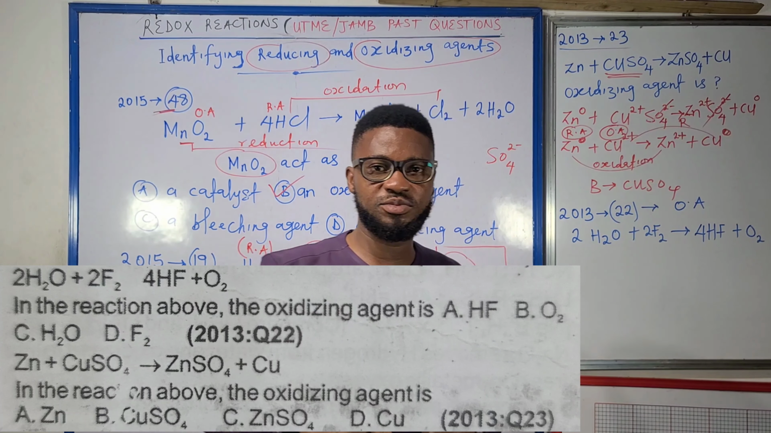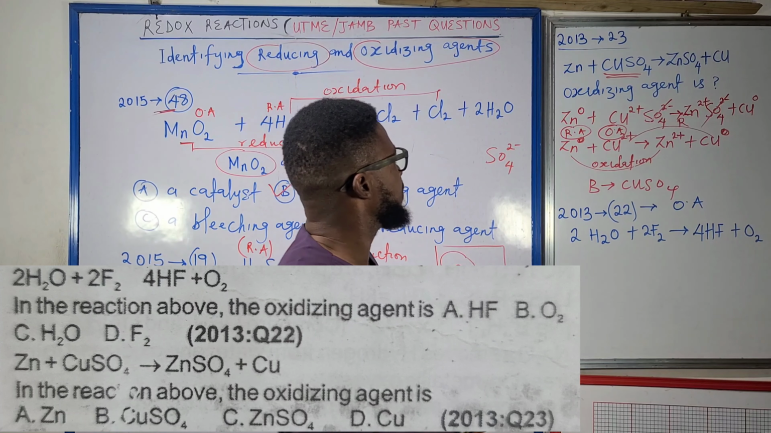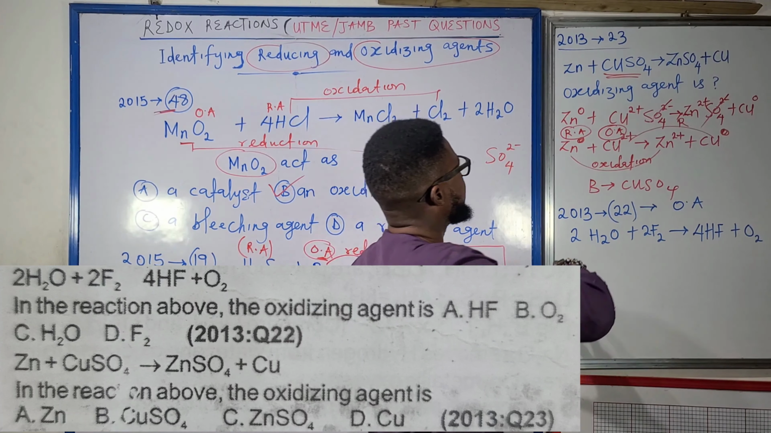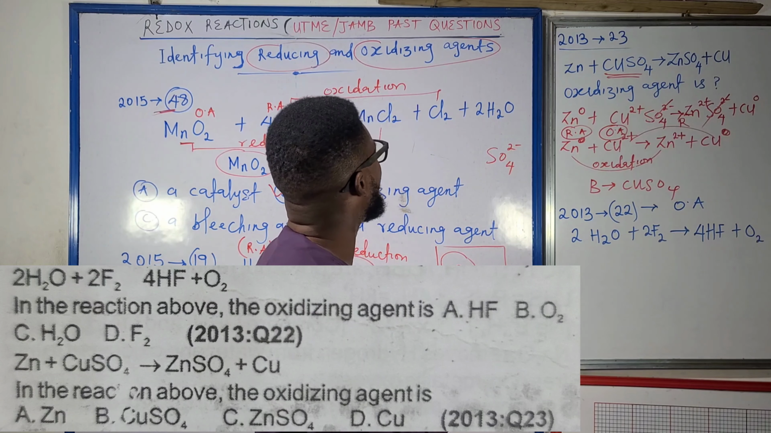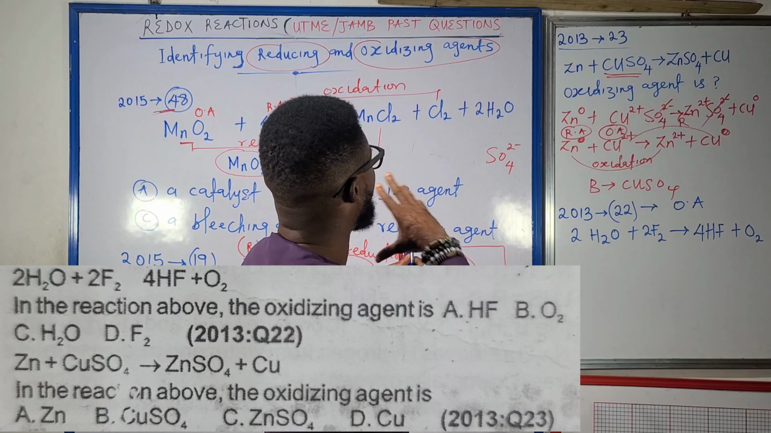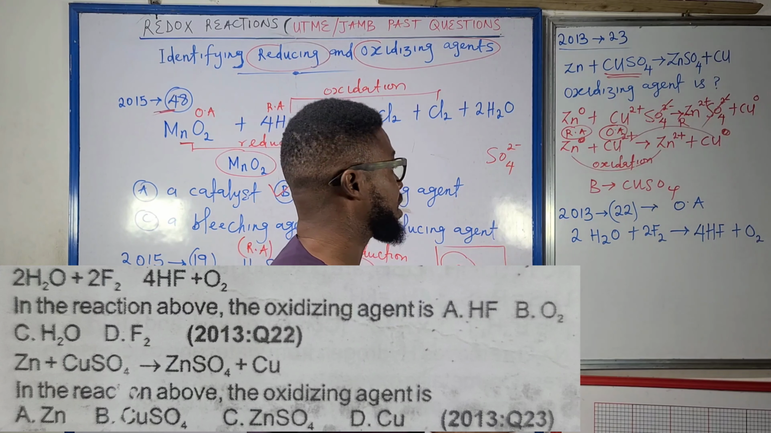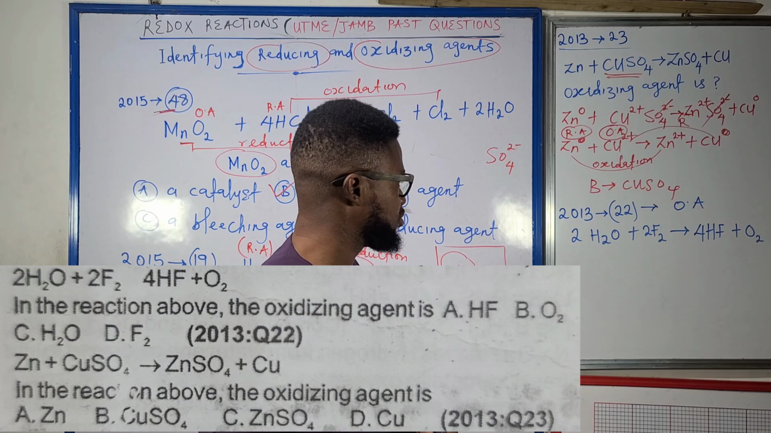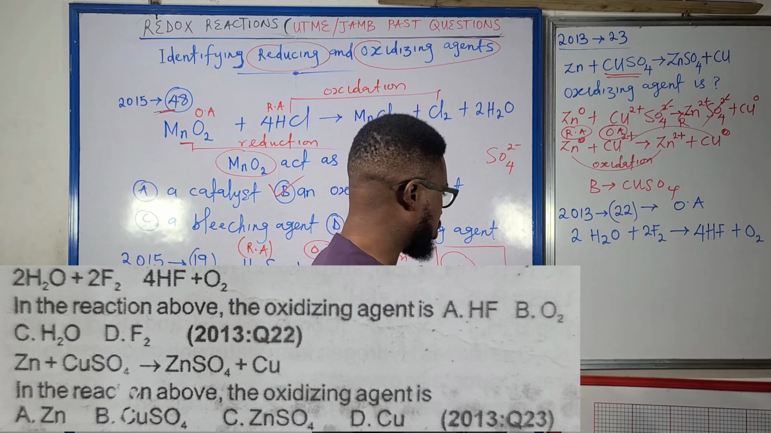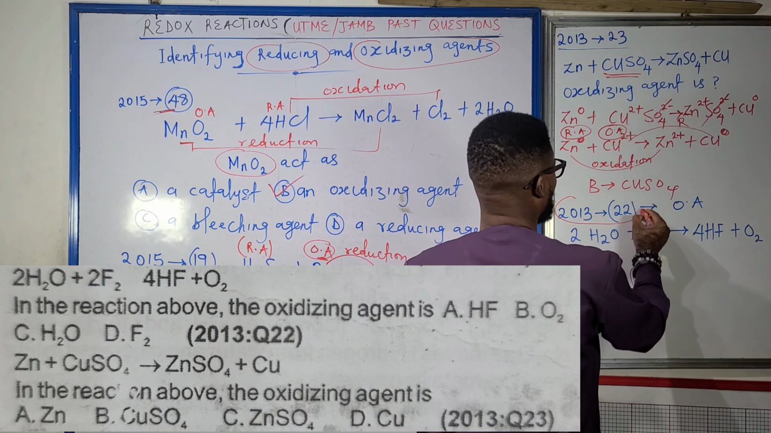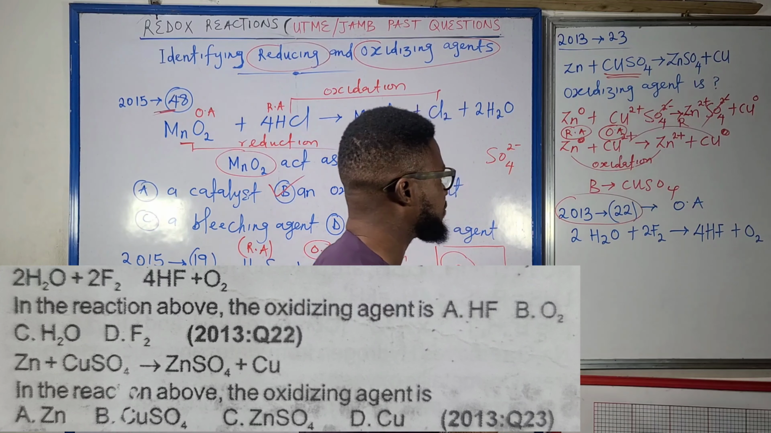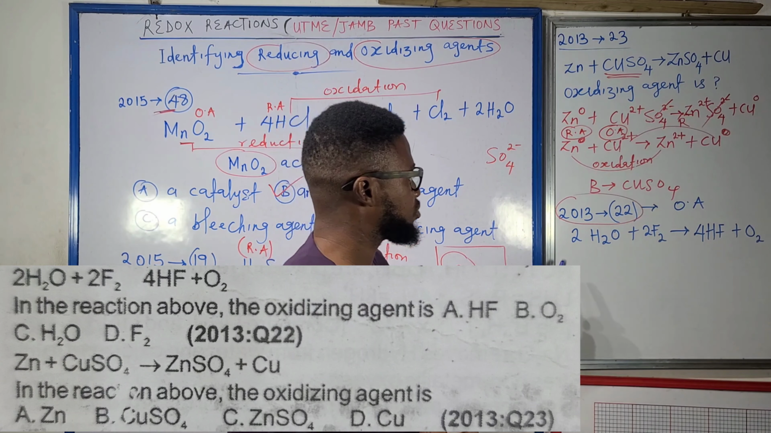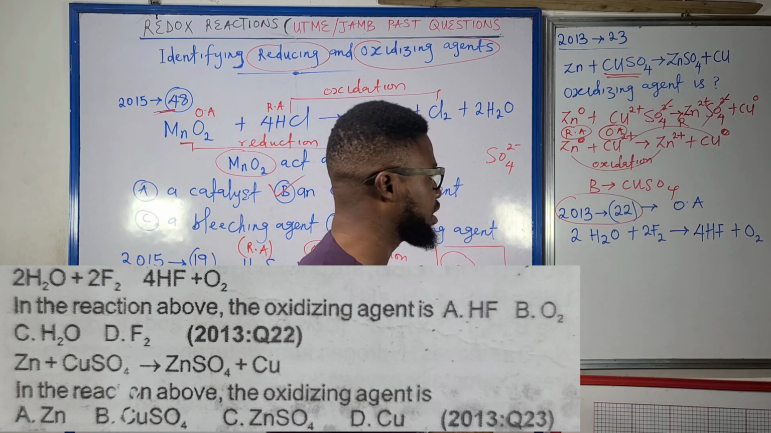Still on the same 2013. We've had 2013 question 23, now still on 2013, question 22. Redox, identifying reducing and oxidizing agents is something we cannot overemphasize. You definitely will have that in your UTME exam. 2013 question 22 says we should identify the oxidizing agent in this reaction, water reacting with fluorine gas.